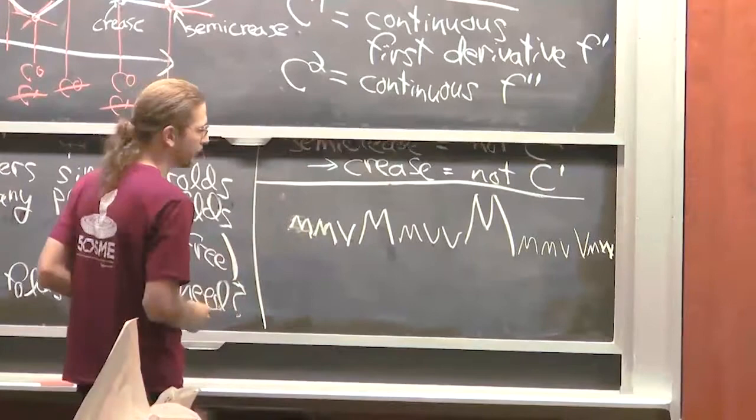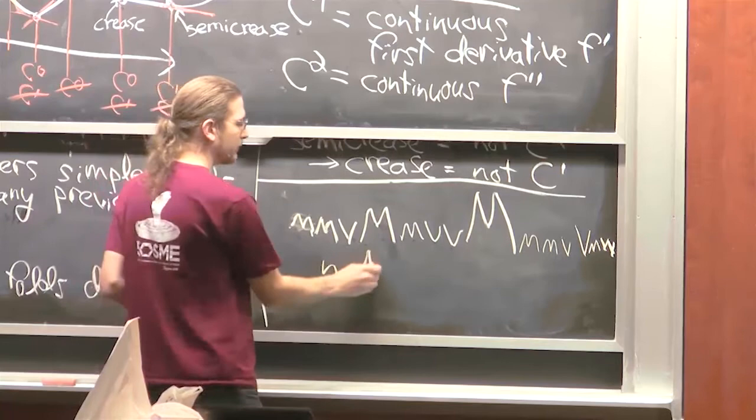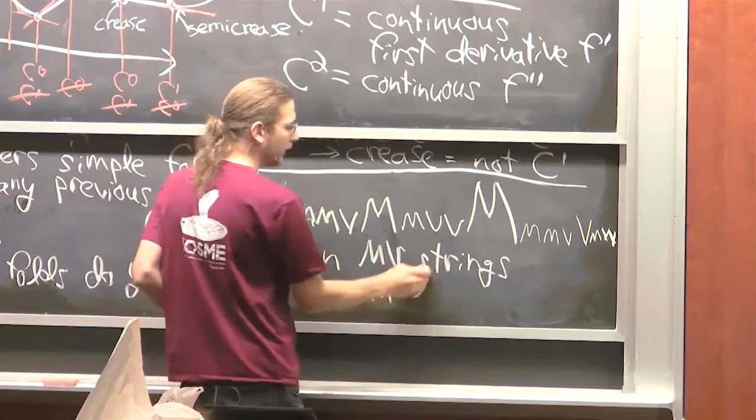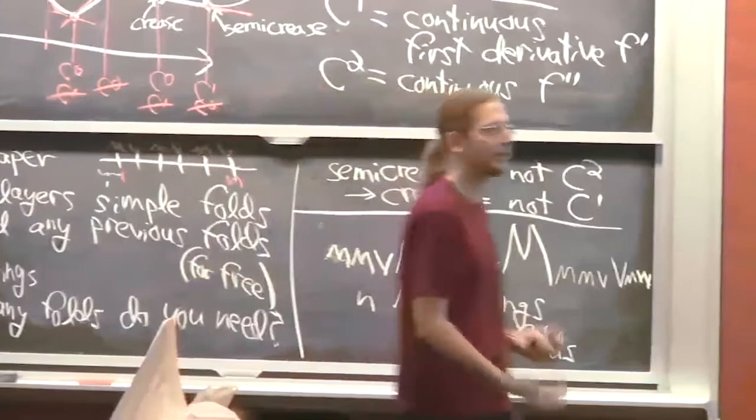Keep repeating that. You have essentially n choices, because there are log n folds that you make. Each could be a mountain or a valley. So there are n different MV strings you can get in essentially log n folds. But sadly, none of them is the one we want, MV, MV, MV, the pleat fold.